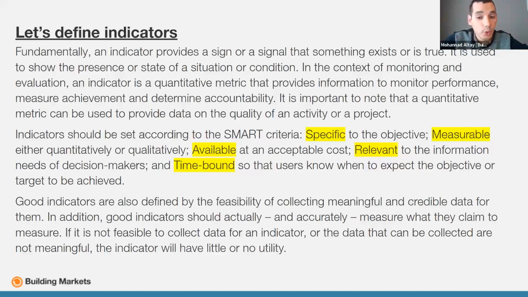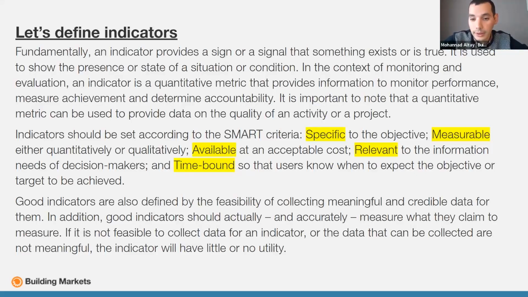So when we say specific, it means make sure that your indicators are specific to objectives. And by measurable we mean that they are indicators that you can measure, again, in either a quantitative or qualitative way. And available means make sure that your indicators are available at an acceptable cost. And yes, we will learn more about this in the slides to come.